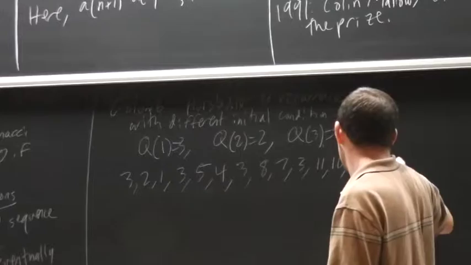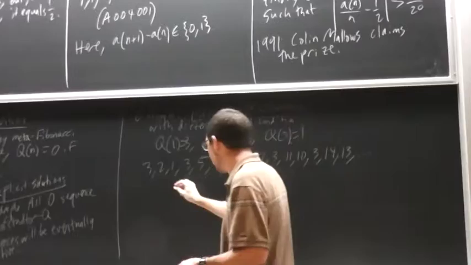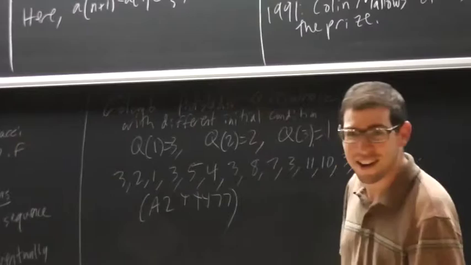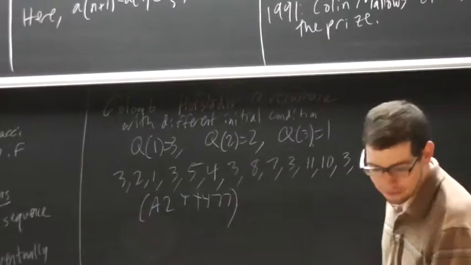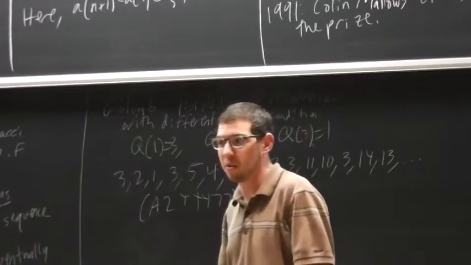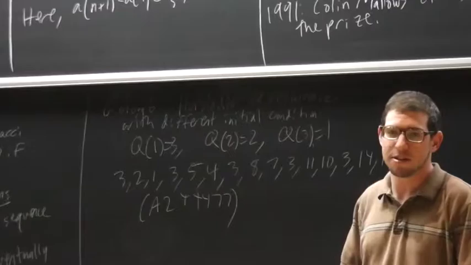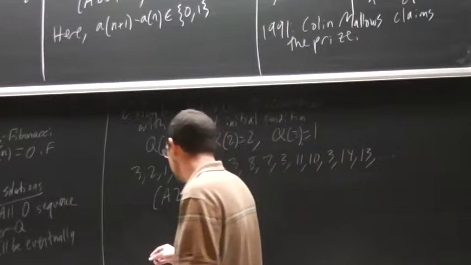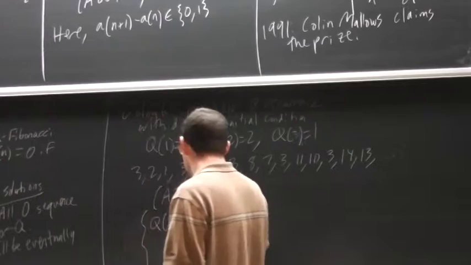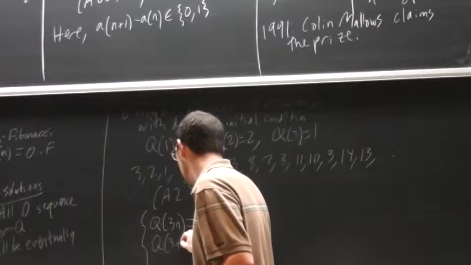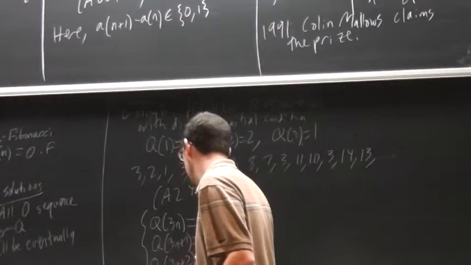This is sequence A244477 in the OEIS. Does anyone see a pattern? Yeah, so this sequence actually is what's known as quasi-linear, meaning that you can break it down into a function that depends on the congruence class of the argument, and each of the congruence classes is a linear function. So Q of 3n is 3n minus 2. Q of 3n plus 1 is 3. Q of 3n plus 2 is 3n plus 2.